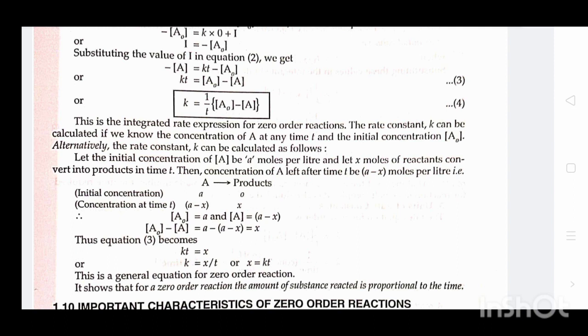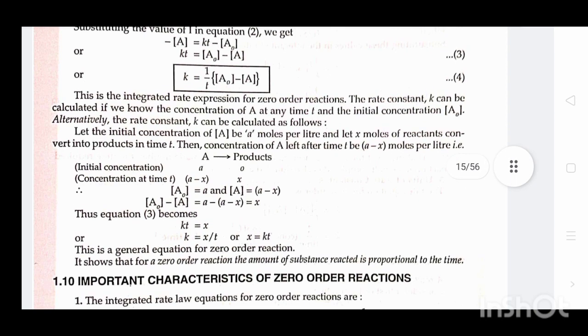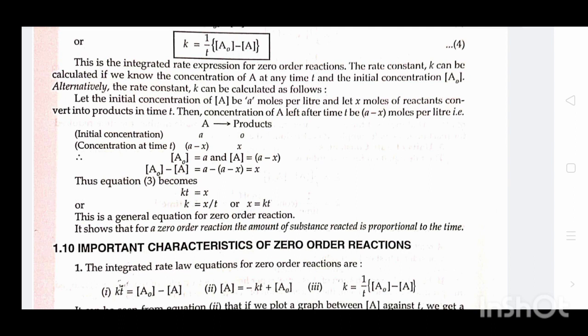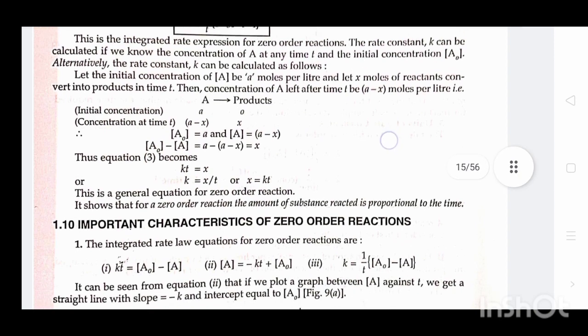The rate constant k can be calculated if we know the concentration of A at any time and the initial concentration [A]0. Alternatively, the rate constant k can be calculated as follows. Let the initial concentration of A be a moles per liter and let x of reactant convert into product in time t. Then the concentration of A left after time t is a minus x moles per liter. This is the general equation for a zero order reaction: x equals kt. It shows that in a zero order reaction, the amount of substance reacted is proportional to the time.